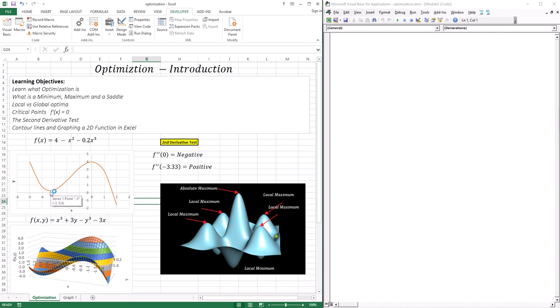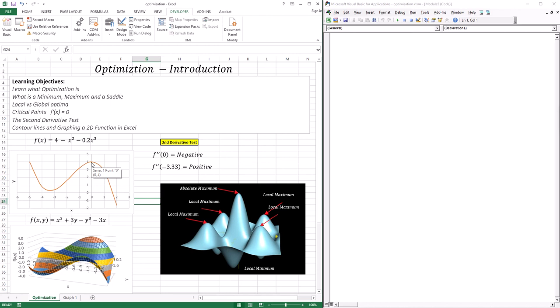Now, a minimum and a maximum have a characteristic in common in which the first derivative is equal to 0. And this is how we're going to find them, actually. We're going to find where in this function the derivative is equal to 0. In this case, we have negative 3.33 and also 0. But we have a dilemma here, that the first derivative is equal to 0 at both of them. So how do we classify them?